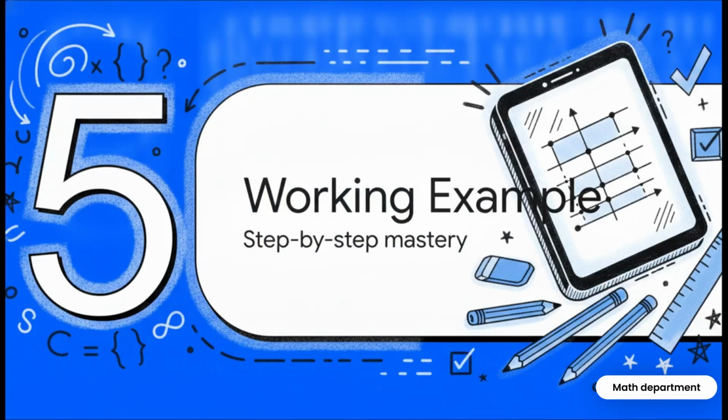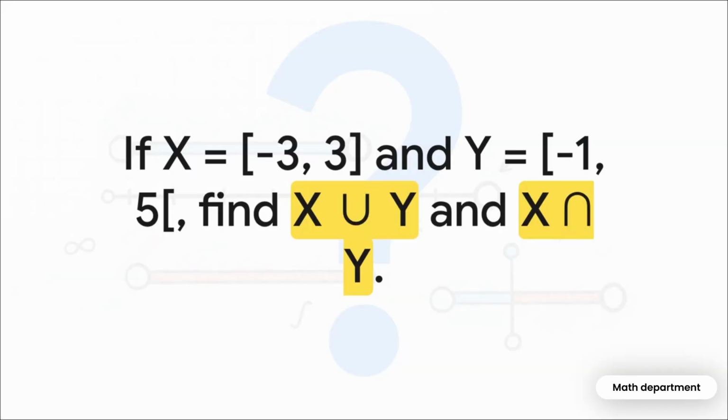Here we go, Section 5, Working Through Examples. Subtitle: Step-by-Step Mastery. Okay, I need you to grab your digital notebooks because we are going to write out a full problem step-by-step together, exactly the way you'll need to write it out on your next test. Here is our problem. Set X is the closed interval from -3 to 3. Set Y is the interval from closed -1 to open 5. We need to find the union of X and Y and the intersection of X and Y.